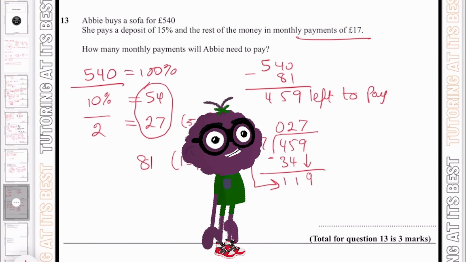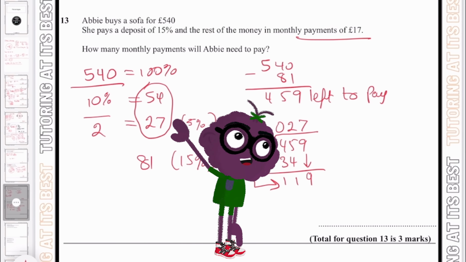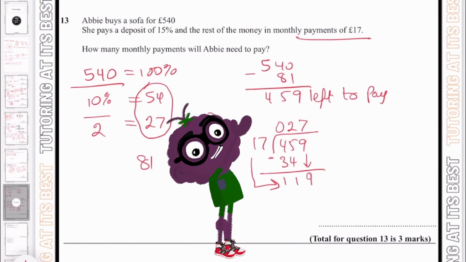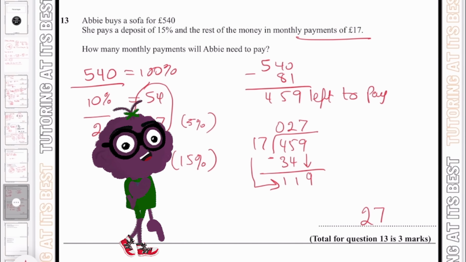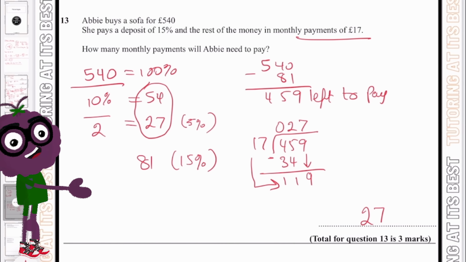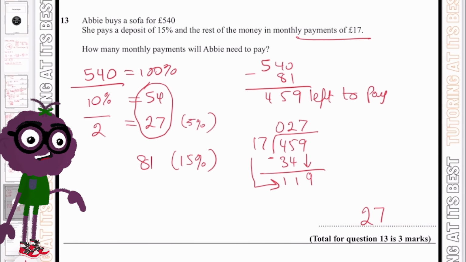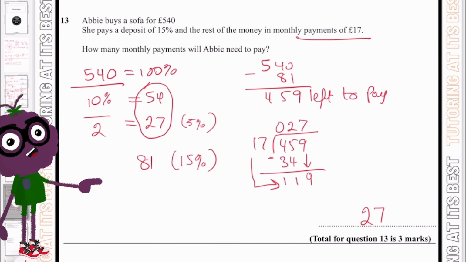So we now know that the monthly payments of £17 will be made 27 times. So it will be 27 months for Abby to pay that off. So just over 2 years.